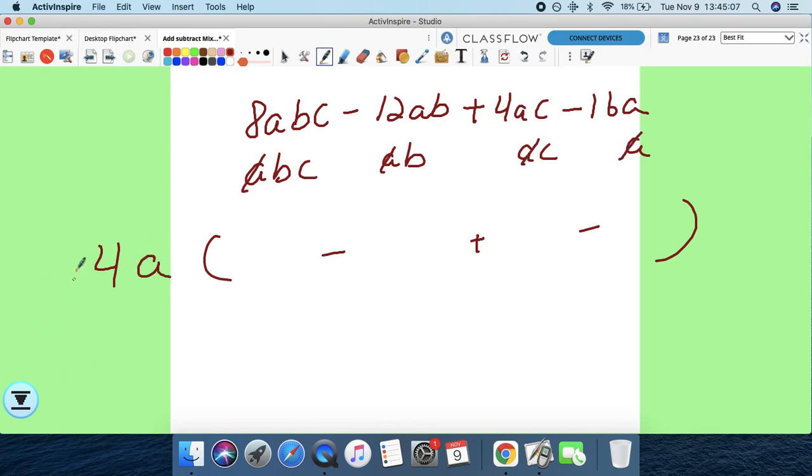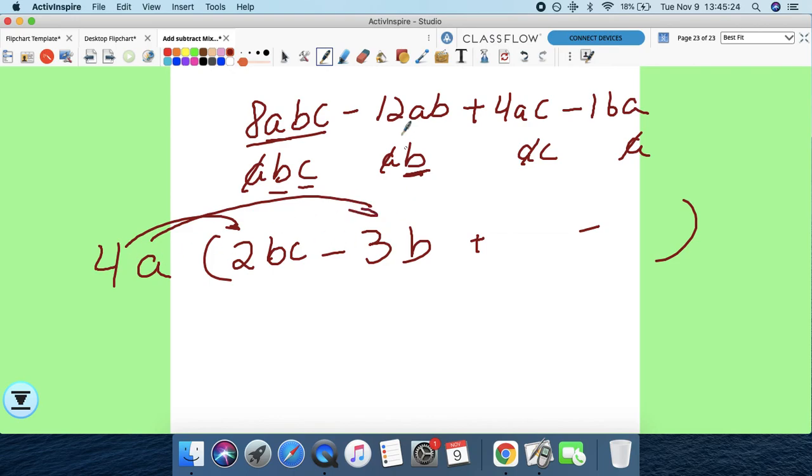Now, we go back. 4 times what is 8, it's times 2. What's left over is bc. Confirm. 4 times 2 is 8, and then bc. Check. 4 times what is 12 is 3. What's left over is variable, it's b. That 4 times 3 is 12, and ab is ab. Next one, 4 times what is 4 is 1. And then variable left over is c. 1c, I'd rather write it as just c.